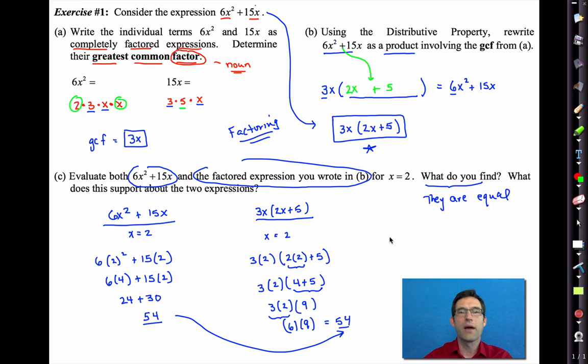And what does that support about these two expressions? What's the word that we use? These two expressions are equivalent, right? So it supports the expressions are equivalent. It doesn't prove it, but it supports it. All right, and again, I don't want you to lose sight of that fact. Just like in the last lesson, we were multiplying out polynomials and getting equivalent expressions, equivalent polynomials.